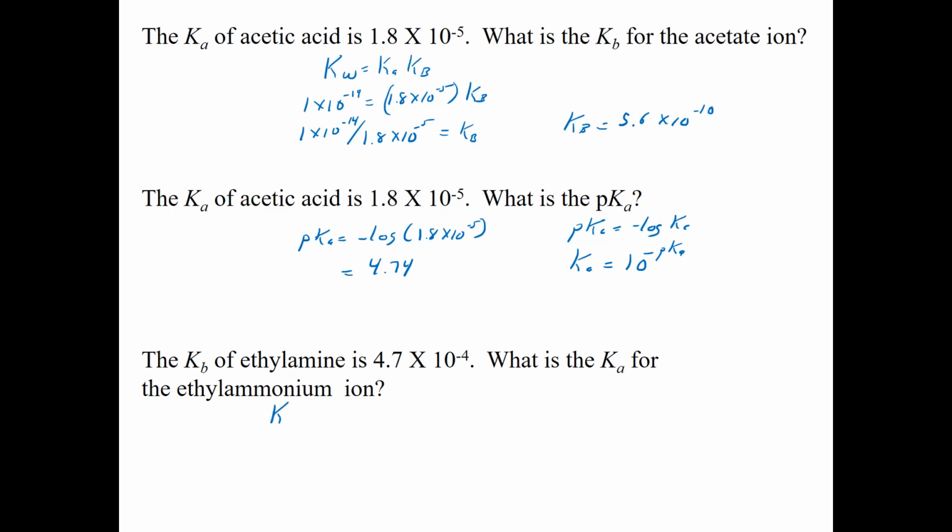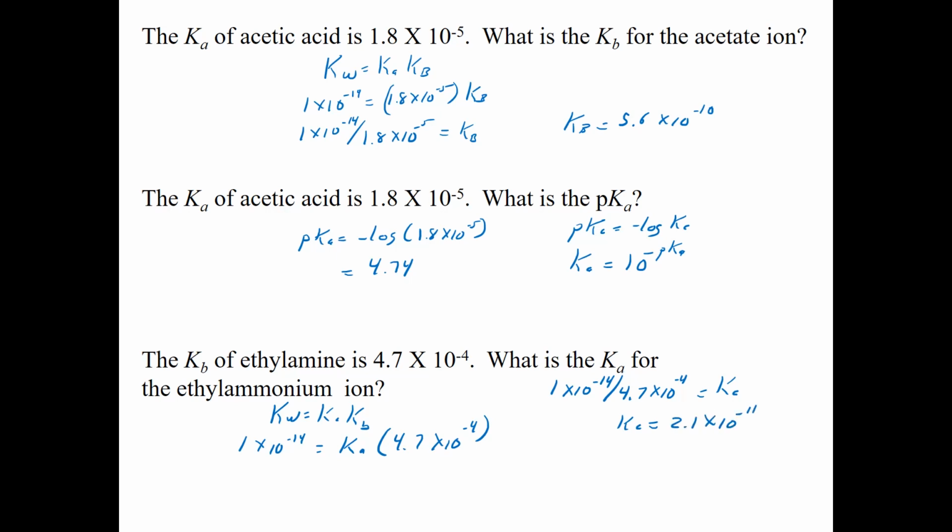Again, I'm going to use the formula Kw is Ka times Kb. So 1 times 10 to the minus 14th is Ka, which is what I'm looking for, times 4.7 times 10 to the minus 4th. So 1 times 10 to the minus 14th divided by 4.7 times 10 to the minus 4th is equal to Ka. So Ka ends up being 2.1 times 10 to the minus 11th.